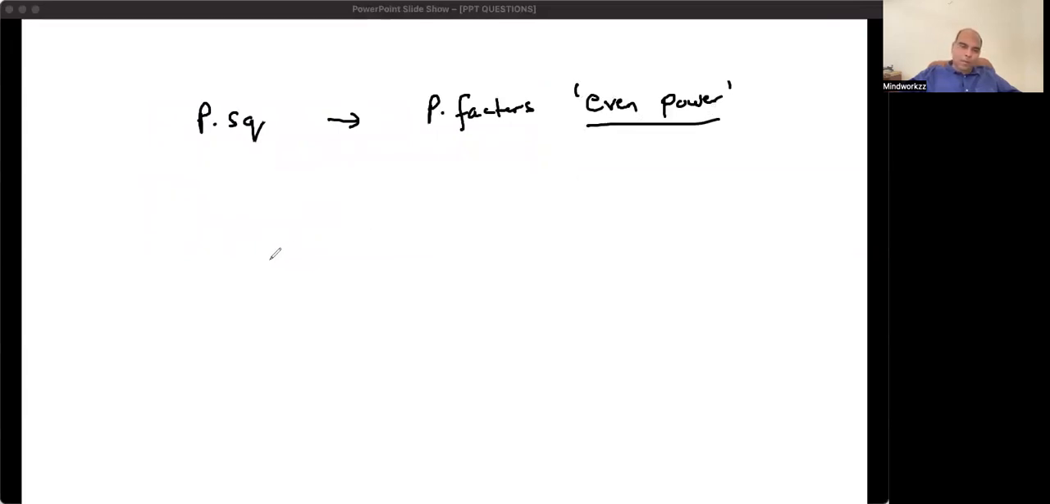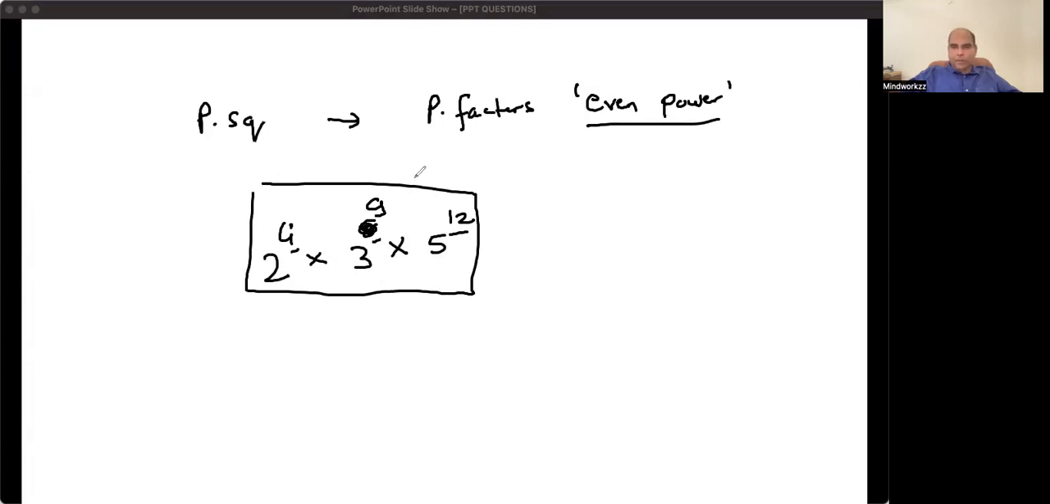So if you have a number like, for example, 2 raised to 4 into 3 raised to 8 into 5 raised to 12, this is a perfect square because if you take the square root, you will get half of this, and half of this, and no under root signs in the value of the answer. Right? The moment this is 3 raised to 9, if one of these powers is odd, then this number is no longer a perfect square. So this is one of the properties of a perfect square.